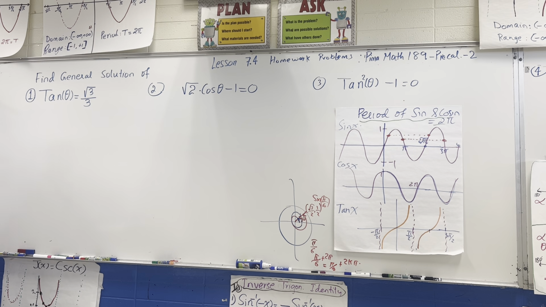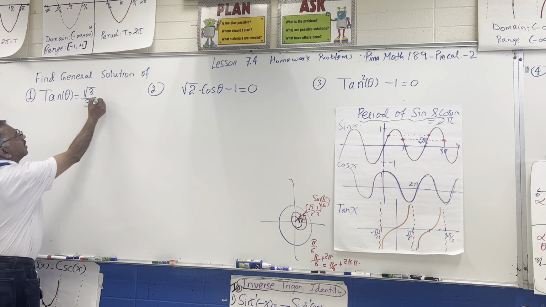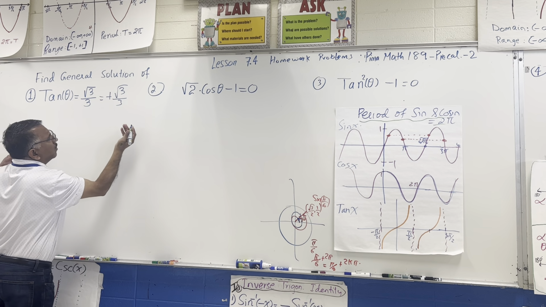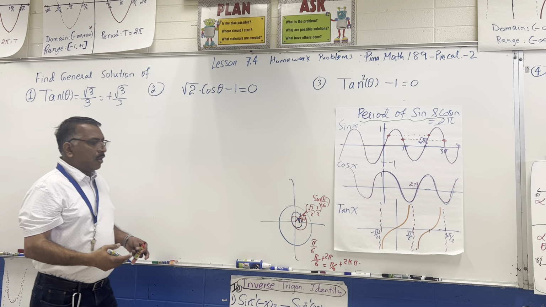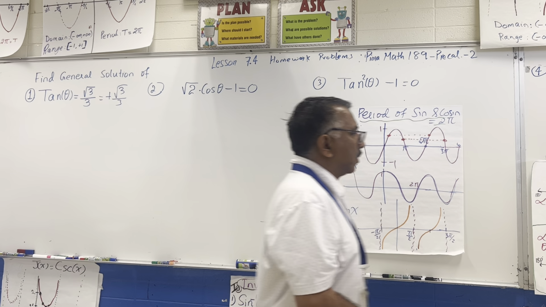Okay, let's go directly to this one. So first one is tan theta is root 3. What is the solution? General solution. One of the angles that we know is tan theta. Now the question is, this is positive square root of 3, and in which quadrant is tan positive?